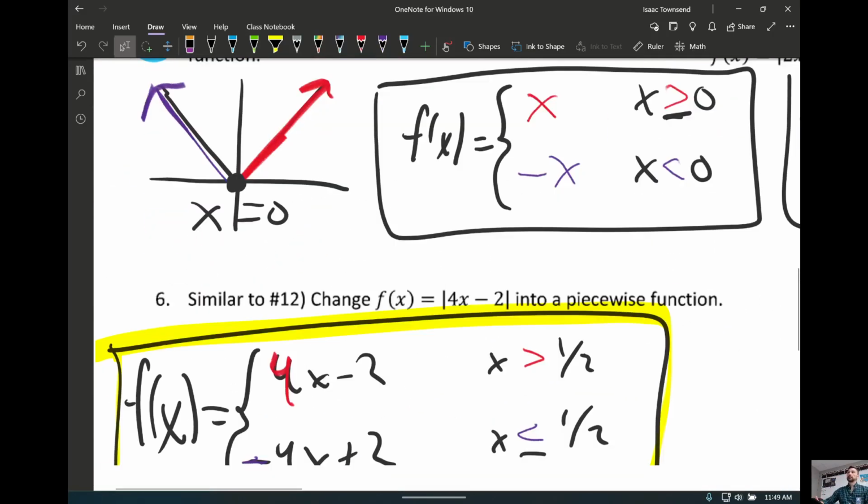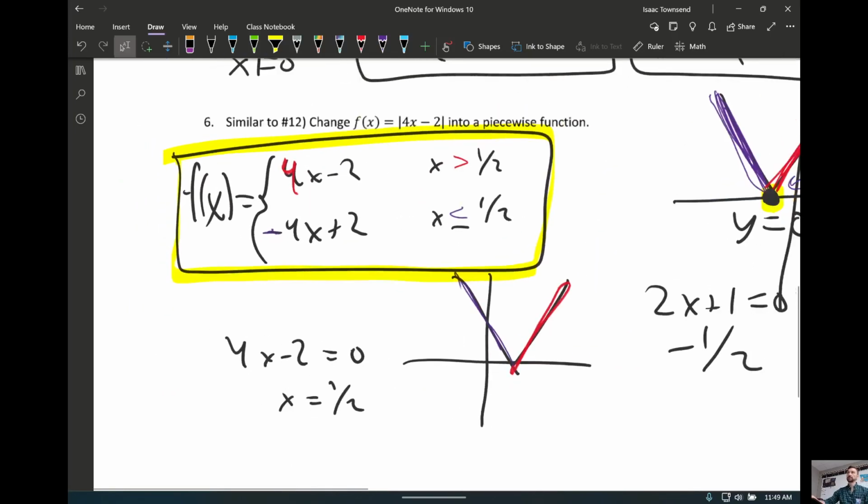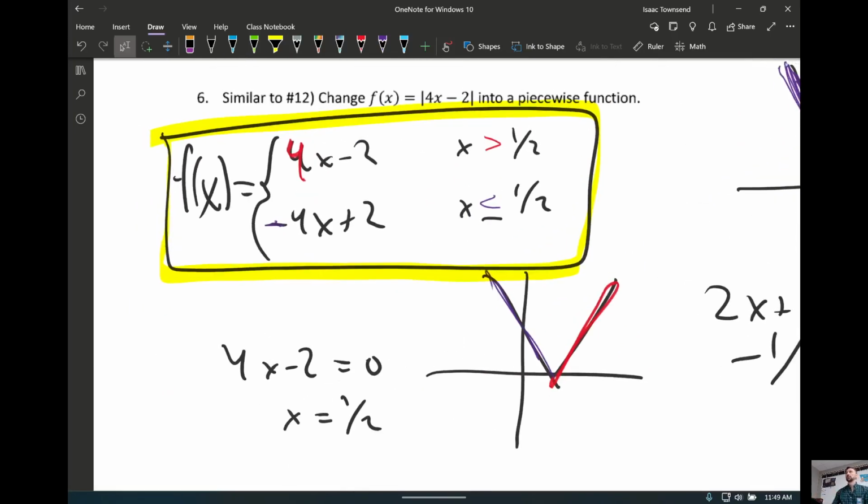Okay, and then the last one. Changing the absolute value of 4x minus 2 into a piecewise function. Again, I feel like this part should be pretty quick. Part of it's going to be the stuff under the absolute value sign, 4x minus 2. The other part's going to be the opposite of that, negative 4x minus 2, or distribute the minus to make it negative 4x plus 2.